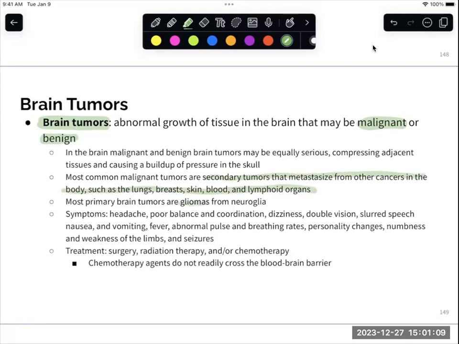Most common are gliomas, which come from those neuroglial cells, those support cells. People experience, again, a headache like they have never felt before, poor balance and coordination, dizziness, double vision, slurred speech, nausea, vomiting, fever, abnormal pulses, breathing rate, and personality changes. Your symptoms are going to depend on where the tumor is growing and what tissue is being pressed upon and damaged. Treatment is surgery, radiation, and/or chemotherapy. The problem, as we mentioned with the blood-brain barrier, is that chemotherapy does not cross over that blood-brain barrier.